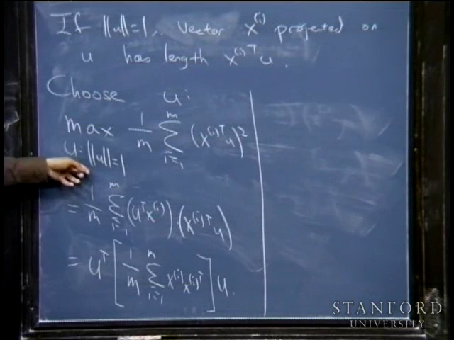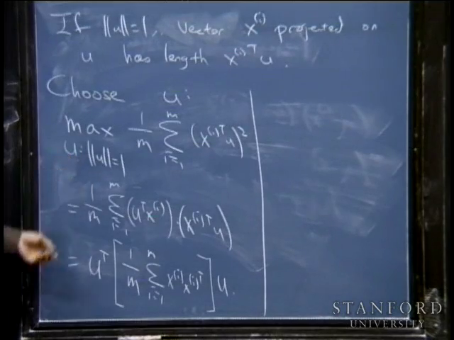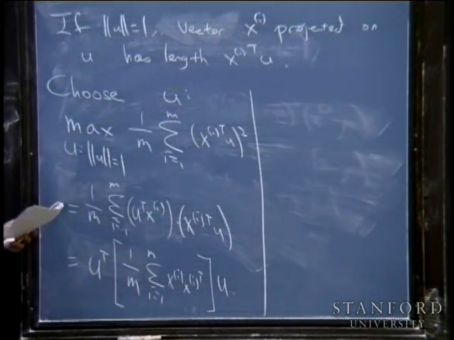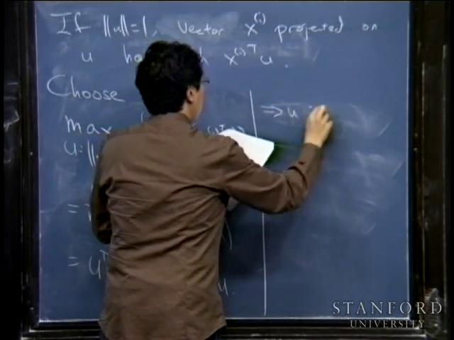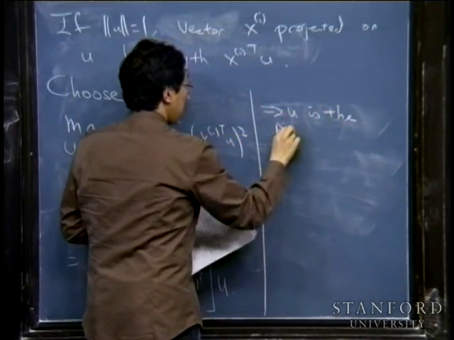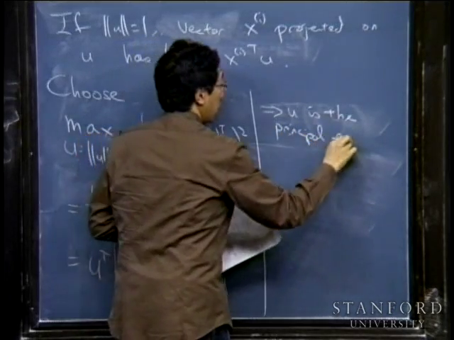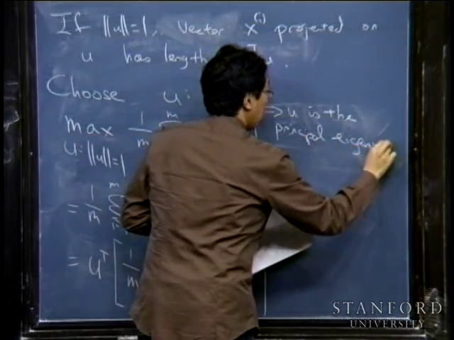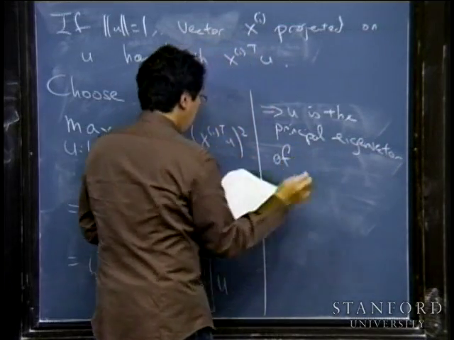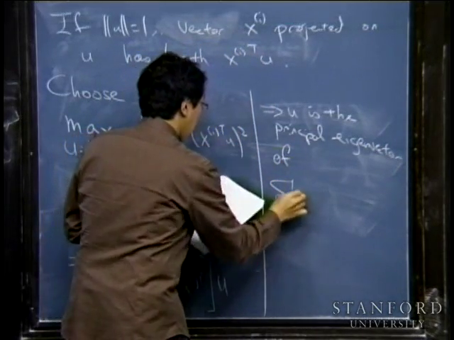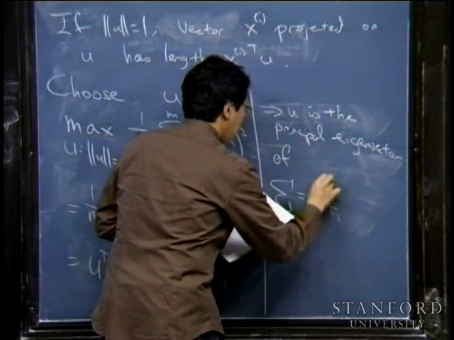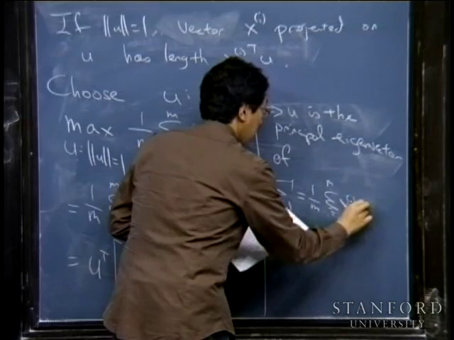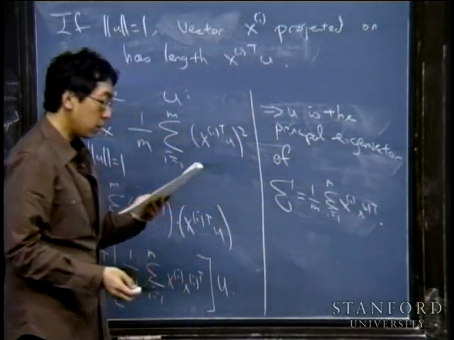And so some of you recognize that this means U must be the principal eigenvector of this matrix in the middle, right? So let me just write that down. I'll say a few more words about it. So this implies that U is the principal eigenvector of the matrix. And I'll just call this matrix sigma. It actually turns out to be a covariance matrix. Sum from i equals 1 to m, xi xi transpose. Okay.